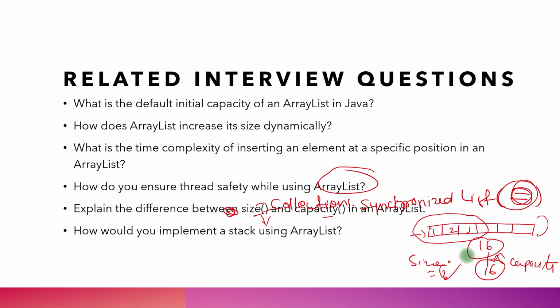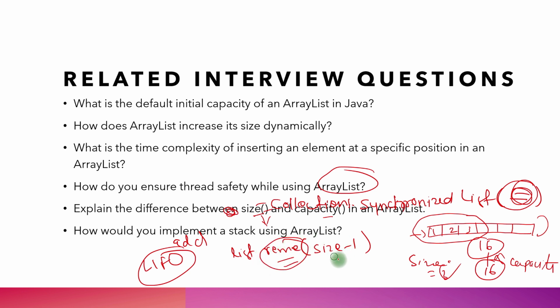How do you implement a stack using ArrayList? This is also important. While adding the element, you can use the usual method, ArrayList.add, but while removing the element, you can use list.remove with size minus 1. Stack is a LIFO data structure, right? Last in, first out. So whatever last element you add, you have to retrieve that first. The last element can be retrieved by using remove with size minus 1.